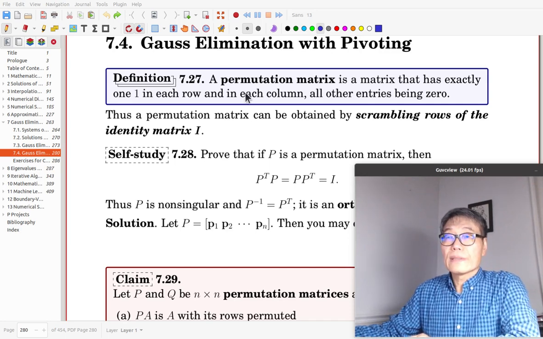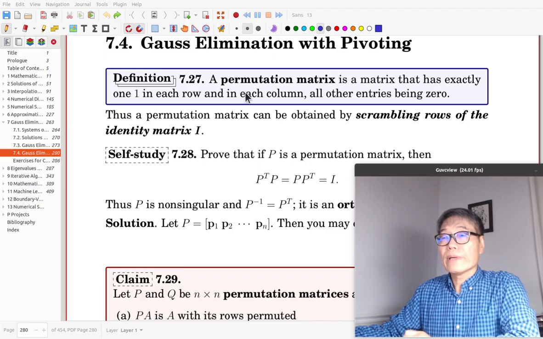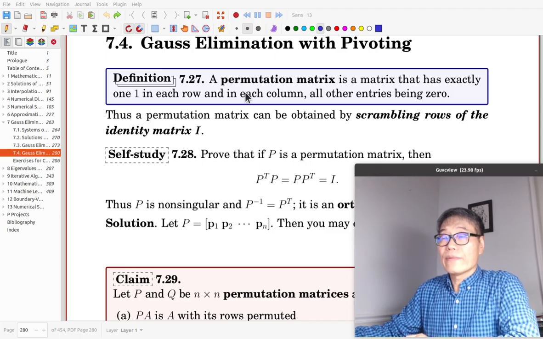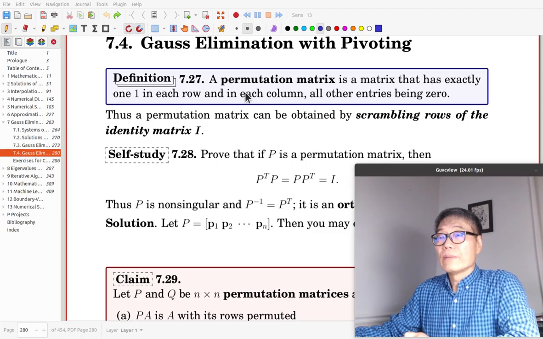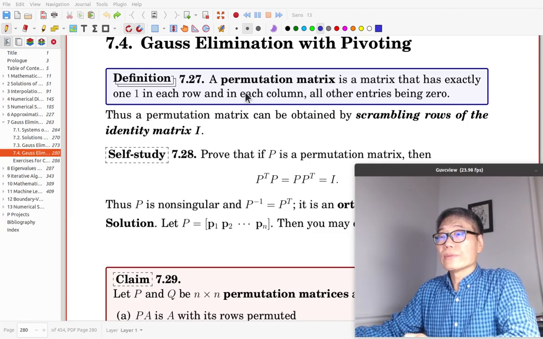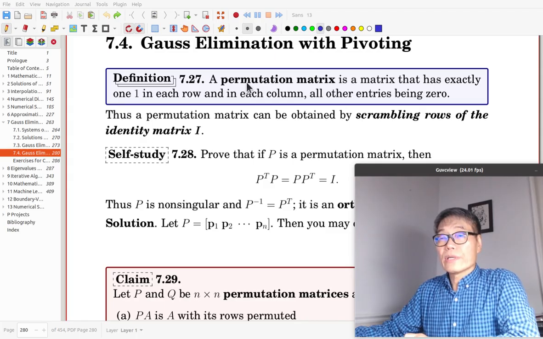It is section 7.4, Gauss elimination with pivoting. The technique requires row interchange operations. Here we have a definition for permutation matrices. Permutation matrices are closely related to row interchange operations.